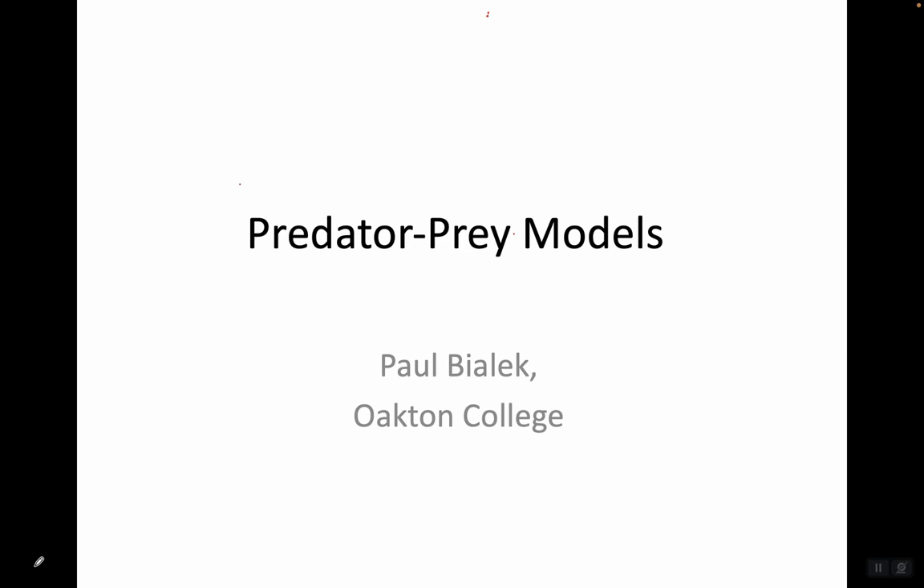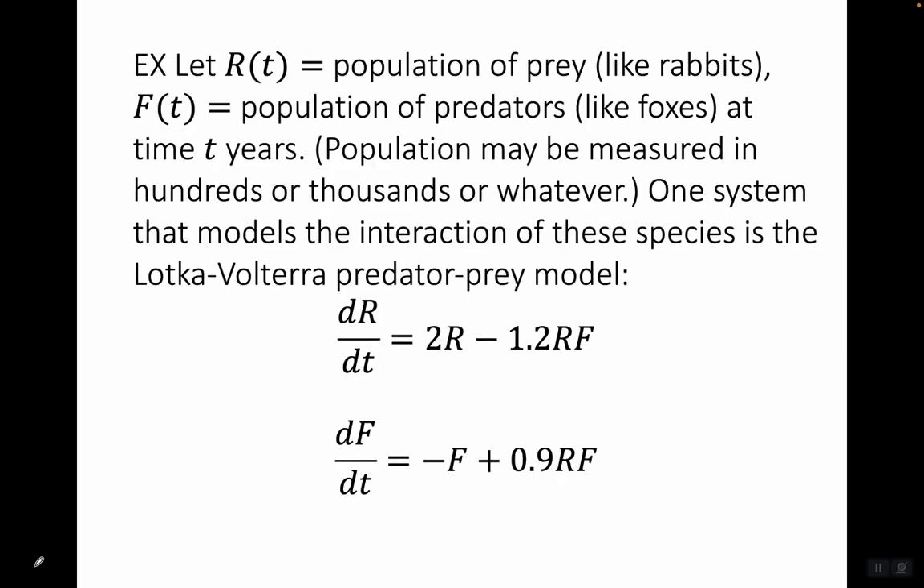Let's look at predator-prey models. Let R of t be the population of prey, like rabbits, and F of t be the population of predators, like foxes, at time t years. The population may be measured in hundreds or thousands or whatever. One system that models the interaction of these species is the Lotka-Volterra predator-prey model.